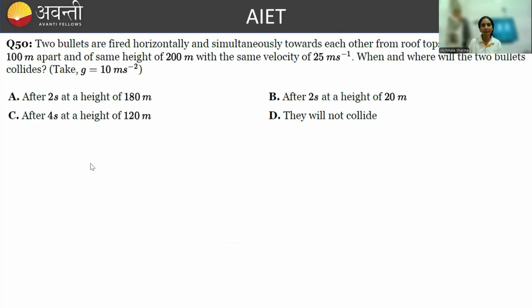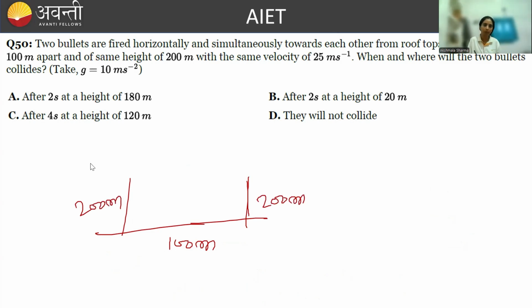Now, two bullets are fired horizontally and simultaneously towards each other from the tops of two buildings. So there are two buildings, 100 meter apart, and they are of the same height, 200 meter. We are firing two bullets horizontally with the same speed, 25 meter per second, and this is also 25 meter per second. When and where will the two bullets collide?